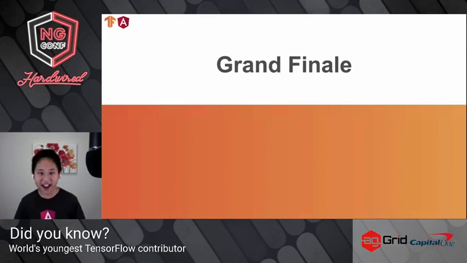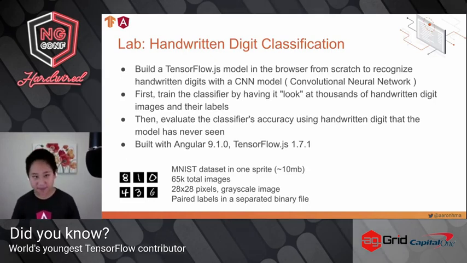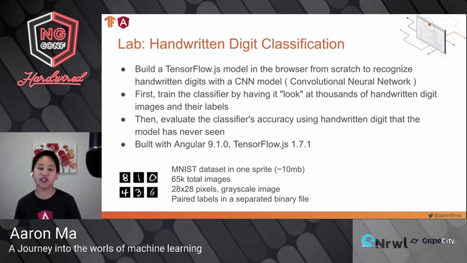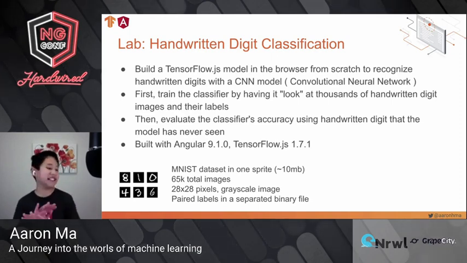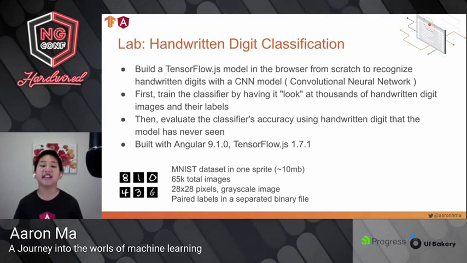So now my grand finale, drum roll please! Handwritten digit classification lab. In this lab, we'll build a TensorFlow.js model in the browser from scratch. It will recognize handwritten digits that we will write, using a convolutional neural network. So here's the plan. We'll first train the classifier by teaching it thousands of handwritten digit images and their labels in a separate binary file. Then, we'll evaluate the classifier's accuracy using handwritten digits that we will write that the model has never seen before. FYI, this lab uses the latest version of Angular and TensorFlow.js.